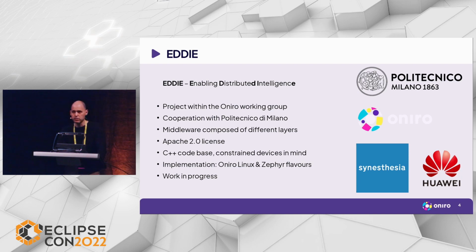It is a middleware. It's composed of different layers, so nothing new there. It's Apache 2.0 licensed. It's a C++ code base, and we designed it in a way that it's taking constrained devices in mind. I'll come to that later, why we do that, but that's important for us, so that's why I want to mention that here. And then we have different implementation flavors right now. So on Oniro we have flavors for Linux as well as Zephyr as one of our RTOS systems. And that is what we are aiming for at the moment, and those are the use cases and the implementations we're actually working with here.